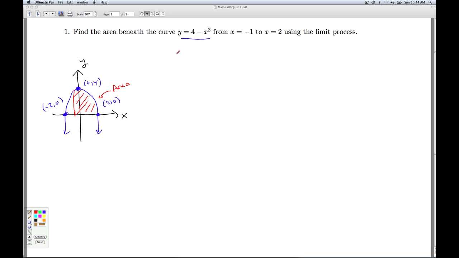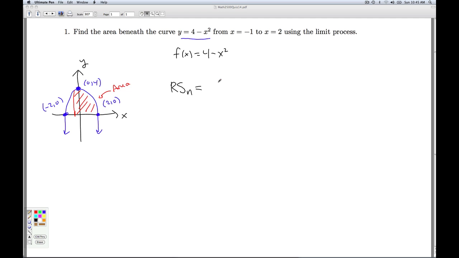Okay, the function here that's involved, f of x equals 4 minus x squared, is a continuous function. It's a polynomial. And so we know from our theorem in class that we can get this area using the limit process. We can use right-hand sums, left-hand sums, midpoint sums, or anything in between there. And so for us, we're going to use the right-hand sum.